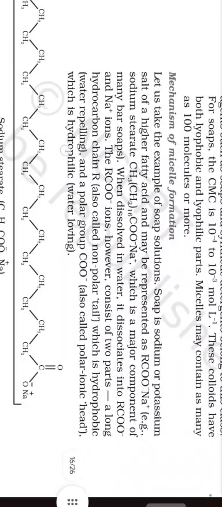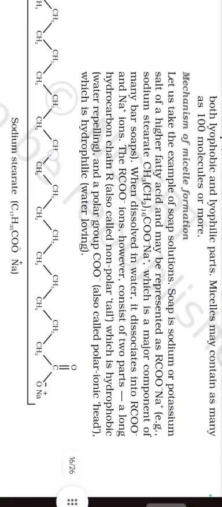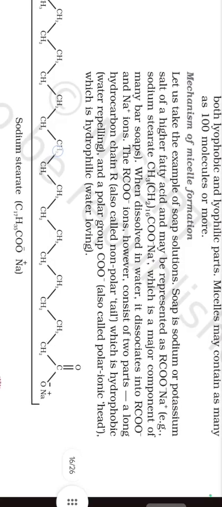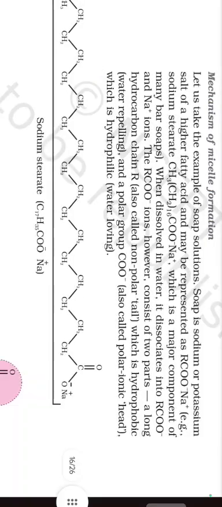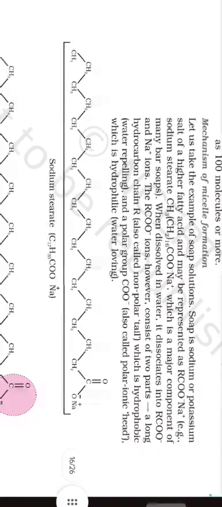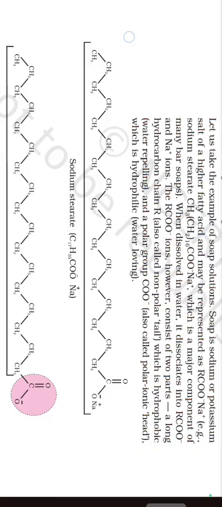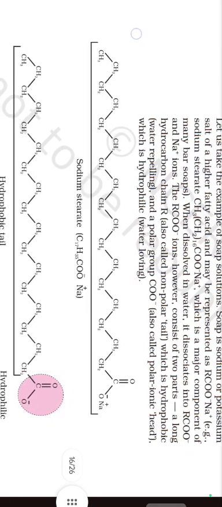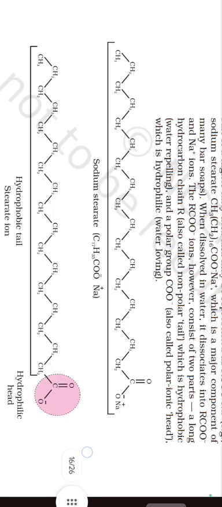For soaps, the CMC is 10 raised to the power minus 4 to 10 raised to the power minus 3 mol per liter. These colloids have both lyophobic and lyophilic parts. Micelles may contain as many as 100 molecules or more. Mechanism of micelle formation. Let us take the example of soap solution. Soap is sodium or potassium salt of a higher fatty acid and may be represented as RCOO⁻ Na⁺. Example, sodium stearate, CH3(CH2)16COO⁻ Na⁺, which is a major component of many bar soaps.